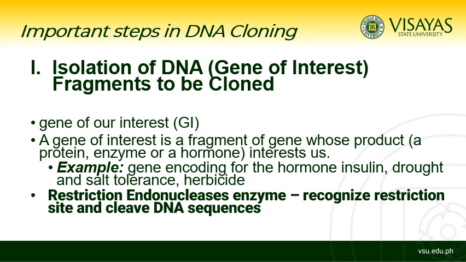They are the ones that recognize a specific sequence of nucleotides in a double-stranded DNA. We call this the restriction site, and they cut the DNA within or adjacent to that site by cutting the phosphodiester bonds between the nucleotides. So the restriction enzymes are the ones that will cut the DNA fragments at specific sequences, and the specific DNA sequence is called the restriction site.